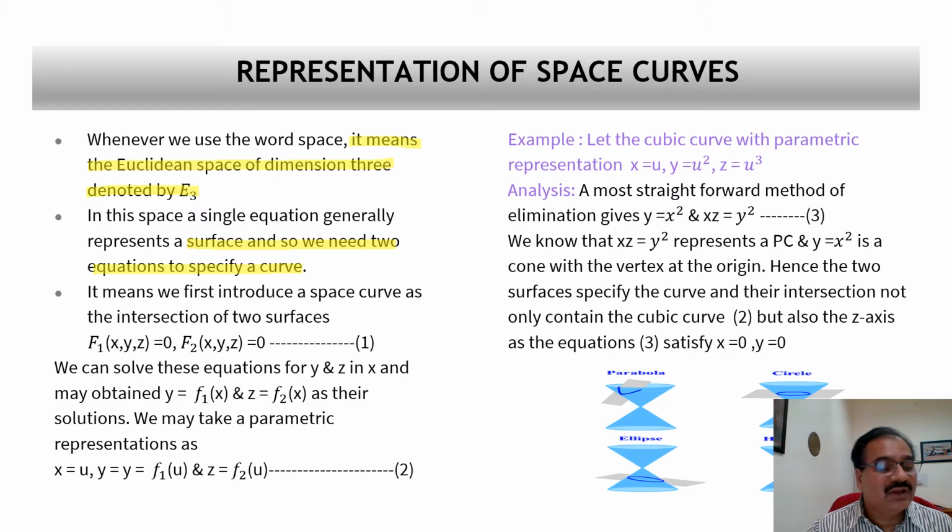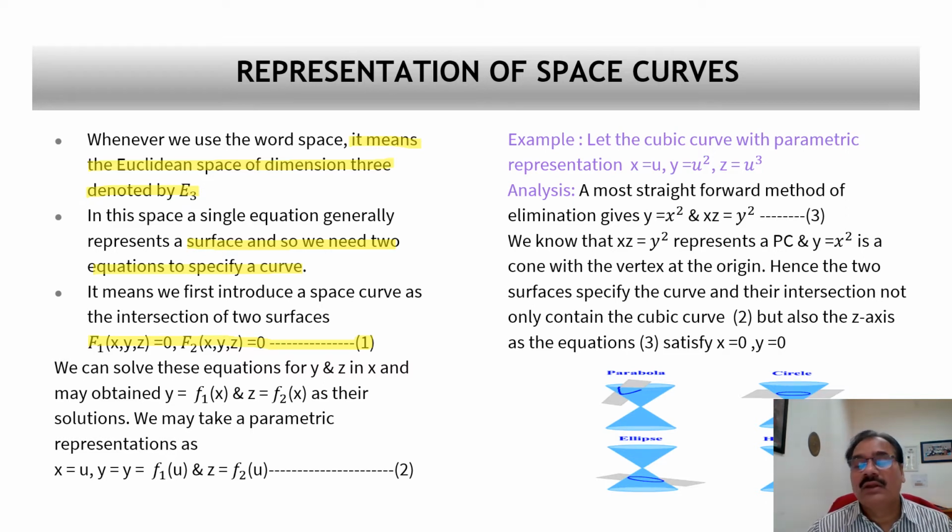Let us suppose these surfaces are f1(x,y,z) equal to 0 and f2(x,y,z) equal to 0. Let us suppose this is equation number 1. We can solve these equations easily for y and z in terms of x, and we may obtain y equal to f1(x) and z equal to f2(x) as their solution. We may take a parametric representation also. Let us suppose x is equal to u, then y is a function of u, and z is also a function of u.